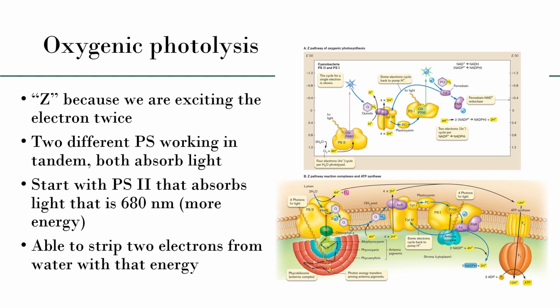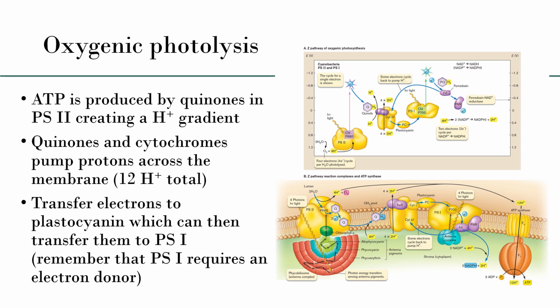So as I said, the Z is because of the way the electrons are being excited. We start with photosystem 2, and it's going to absorb light in the 680 nanometer range, so it's already getting more energy. And it's able to strip 2 electrons from water with all of that energy that it's taking in. And then we make ATP because we pass it through the quinone pool, and we make that hydrogen ion gradient that feeds into the ATP synthase. Overall, it pumps 12 hydrogens across the membrane to power the ATP synthase.